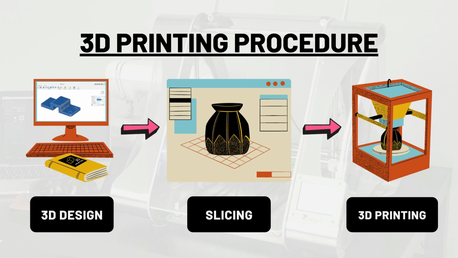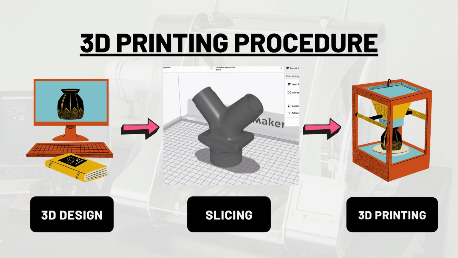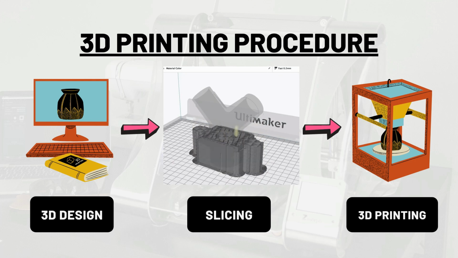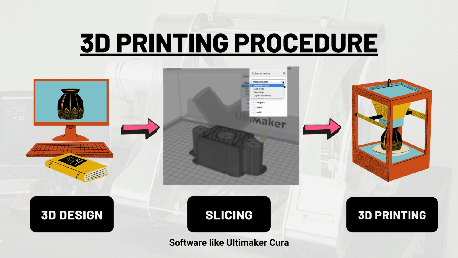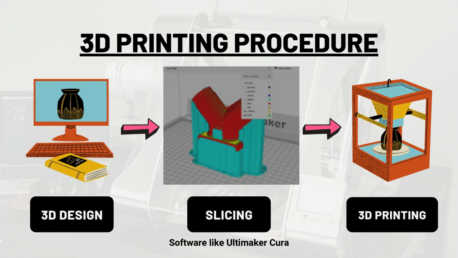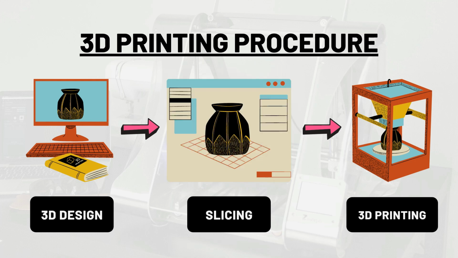Once the 3D model is created, it is then sliced into layers, thereby converting the design into a file readable by 3D printer. This slicing is done by exporting 3D model to another software like Ultimaker Cura. 3D printer will then print this file layer by layer using the material given as input.